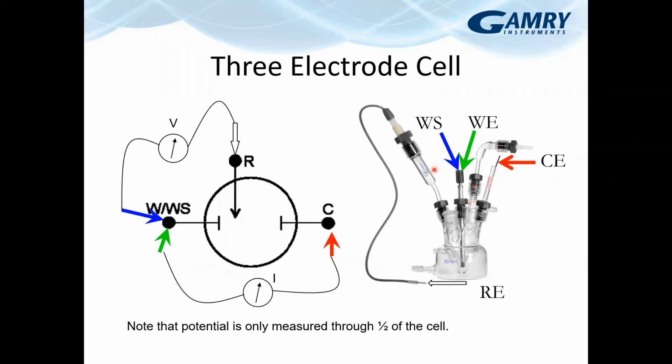This is just another diagram of the same. You see the working electrode and the working sense leads here, counter to the platinum wire, and reference to the pin that goes up to this reference electrode here.